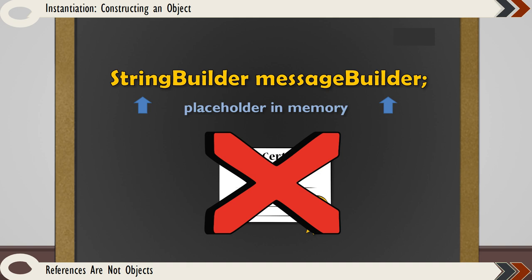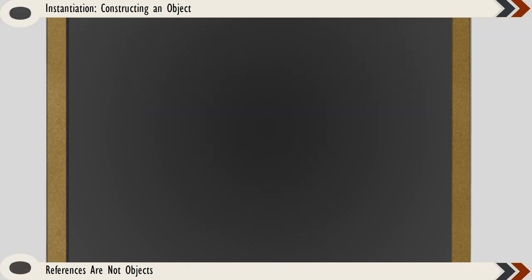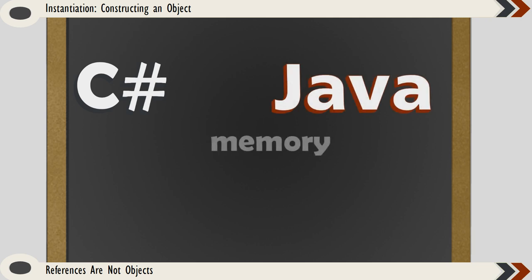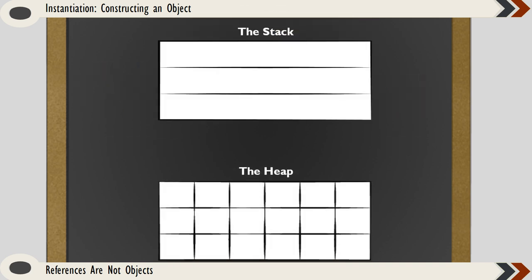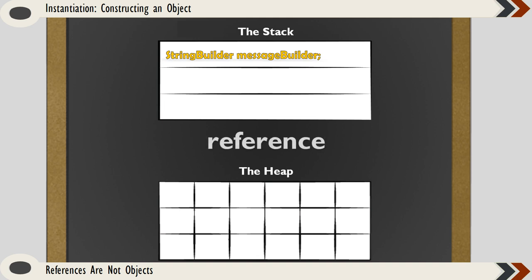Let's take a closer look at what happens under the hood. In languages like C# and Java, the memory the code uses when the application is running is organized into separate areas, the stack and the heap. There is a lot to learn about the stack and the heap, but in this activity, it is enough to know that the memory our application uses is divided into these two areas. When we declared the variable messageBuilder, a space on the stack was reserved to hold that variable. What's actually stored there is called a reference. At this point, it is a reference to nothing. We call that a null reference.